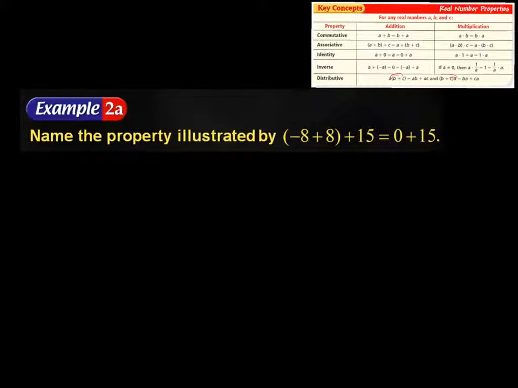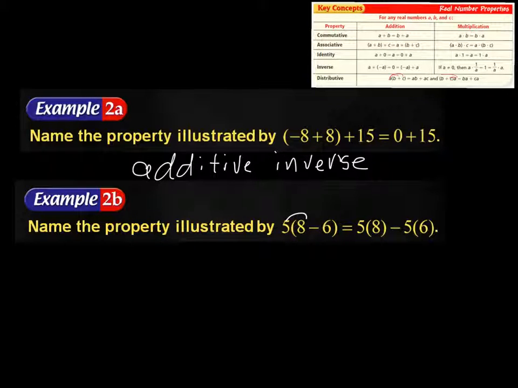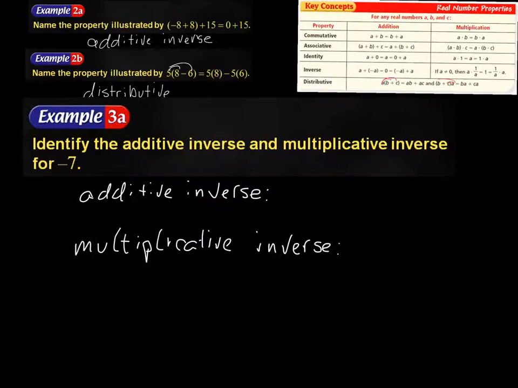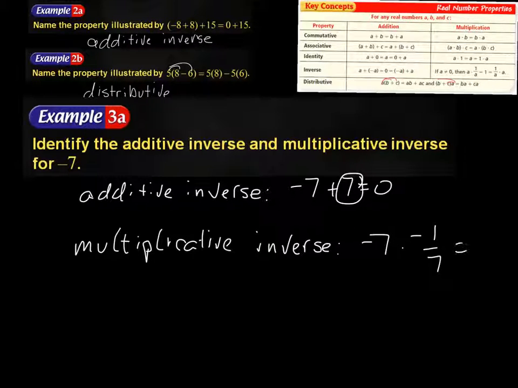Name the property. They added negative 8 plus 8 and got 0, so that's the additive inverse. This time they took 5 times 8 and 5 times 6. That looks like distributive property. The additive inverse for negative 7 is positive 7. And the multiplicative inverse of negative 7 would be negative 1/7.